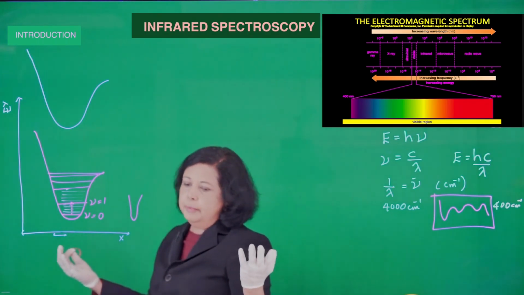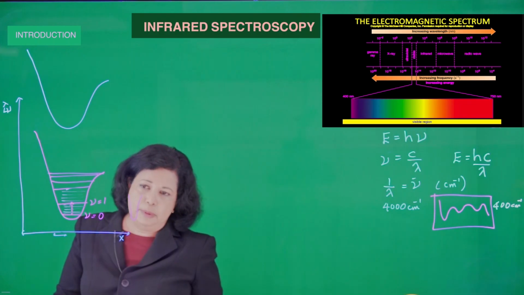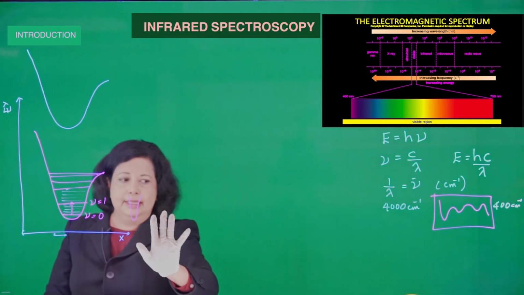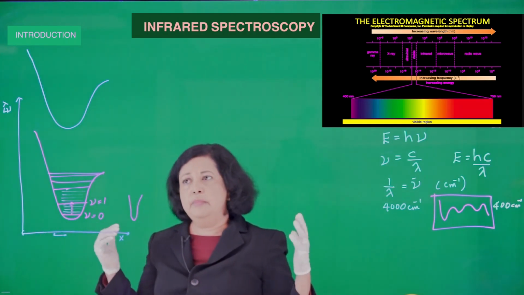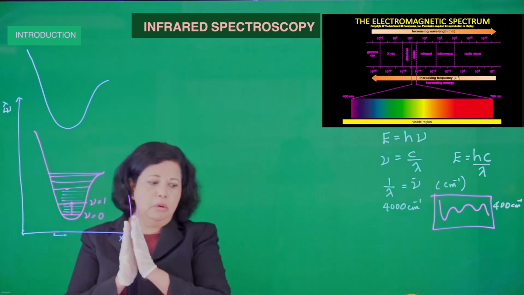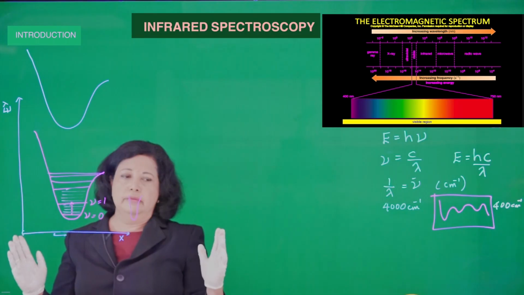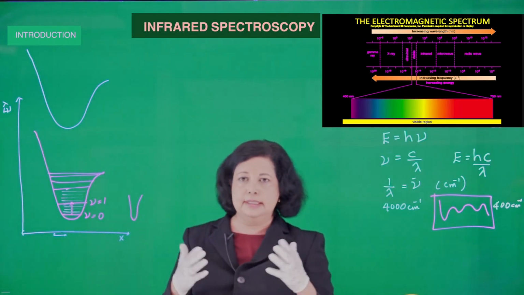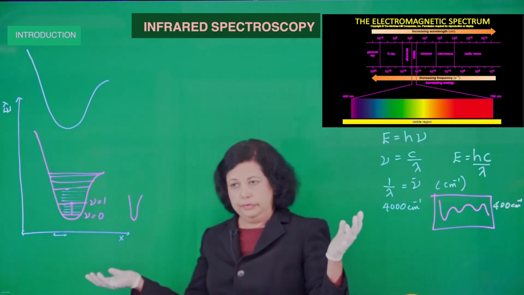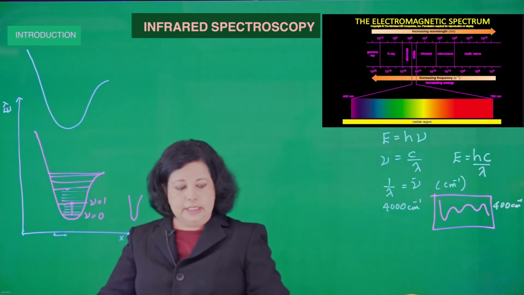Now, if all of the bonds stretched at the same frequency, infrared spectroscopy would pretty much be useless, because you're going to get just one peak. The good thing is different bonds are going to vibrate at different frequencies. So you will see a whole spectrum of this. CH bonds are going to vibrate at a different frequency than CC bonds. CC bonds are going to vibrate at a different frequency from OH bonds, and so on. So that's the really nice thing.